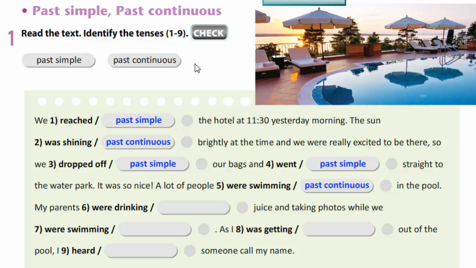My parents were drinking juice and taking photos while we were swimming. Past continuous for simultaneous actions which were in progress at the same moment. As I was getting out of the pool, I heard someone call my name. Past continuous and past simple to describe an action that was in progress when another past action interrupted it.